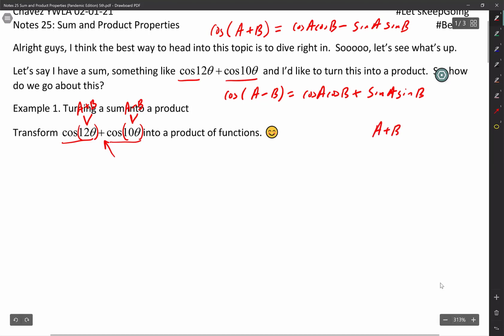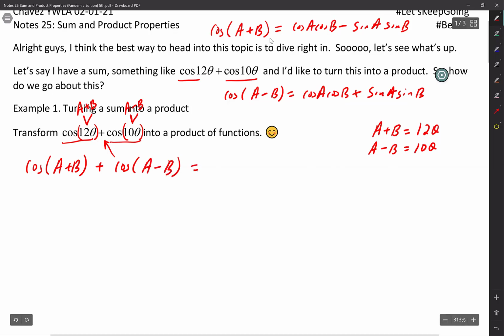A plus B equals 12. Yes, ma'am. Okay. If cosine 12 theta is A plus B, then why is cosine 10 theta A minus B? Oh, I'm just trying to trick it. I'm trying to figure out two numbers that when I add them, give me 12 theta, and two numbers that when I subtract them, give me 10 theta. Yeah, kind of like factoring. I'm trying to do this. See? I'm trying to do that.